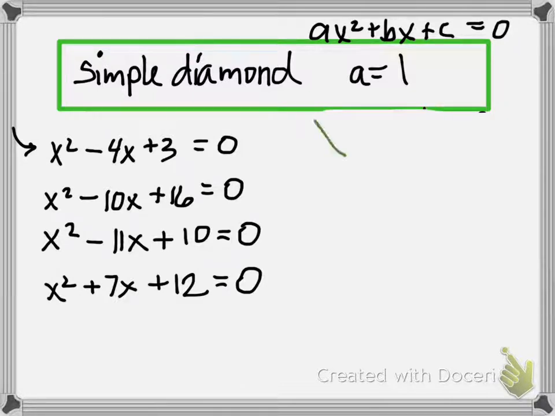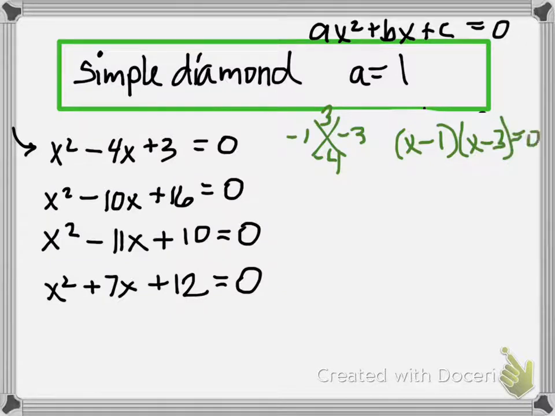So, for example, this one would be 3 on top, negative 4 on the bottom. Two numbers that multiply to be the top part and add up to be the bottom part. So in this case, it would be negative 1 and negative 3. So this is how this one factors: x minus 1 times x minus 3 equals 0. So x would be 1 and 3.